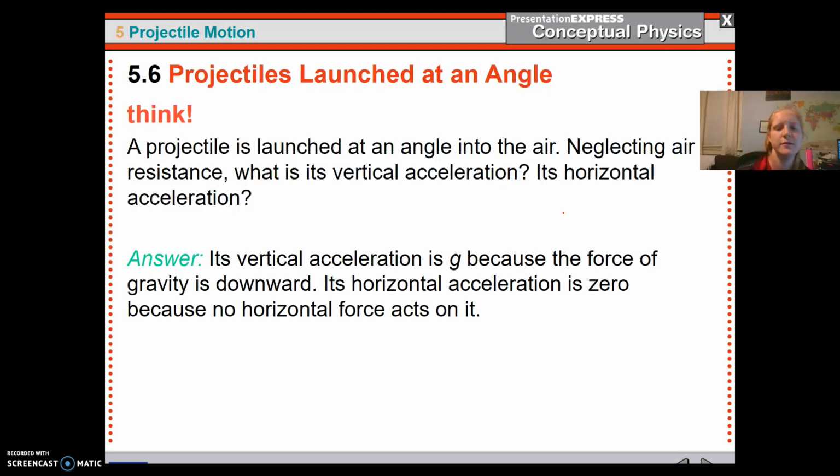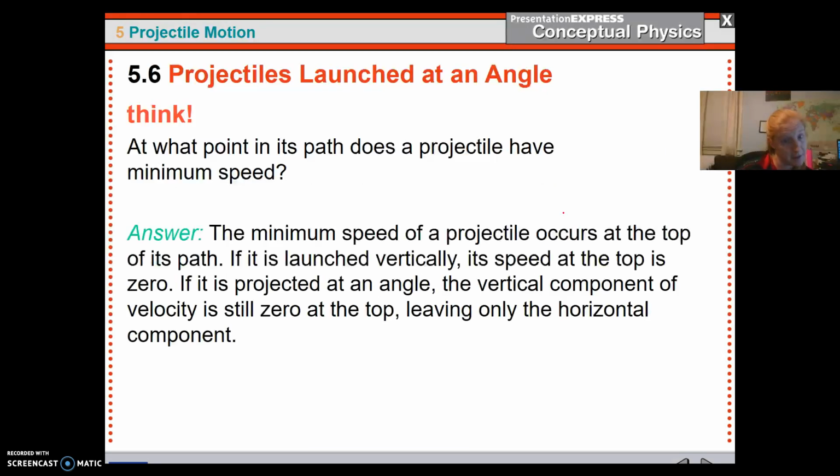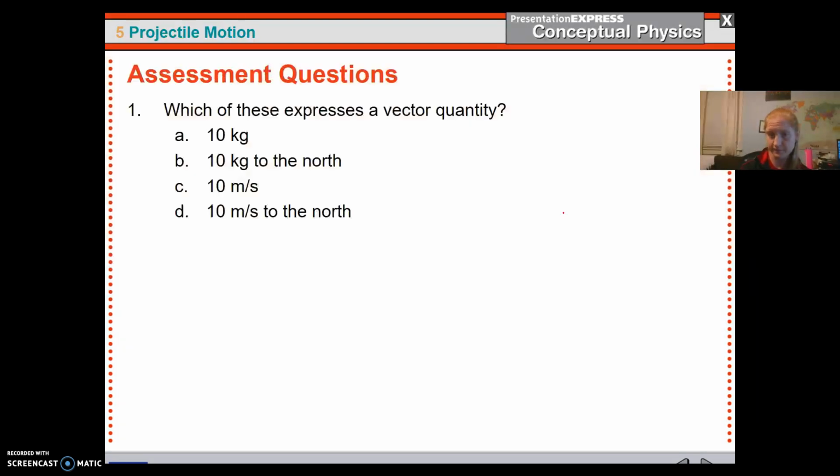Okay, practice question. Vertical acceleration is always g. Horizontal acceleration is 0 because it doesn't accelerate horizontally. At what point along its path does a projectile have minimum speed? At its peak. At the very top, the vertical component is 0. Okay, reflect on this. How far below? It's the same as in free fall.